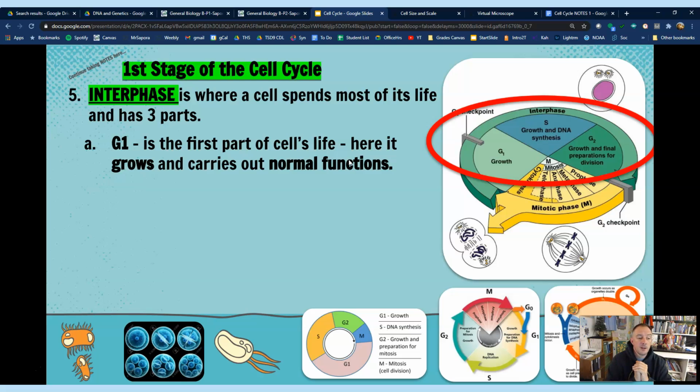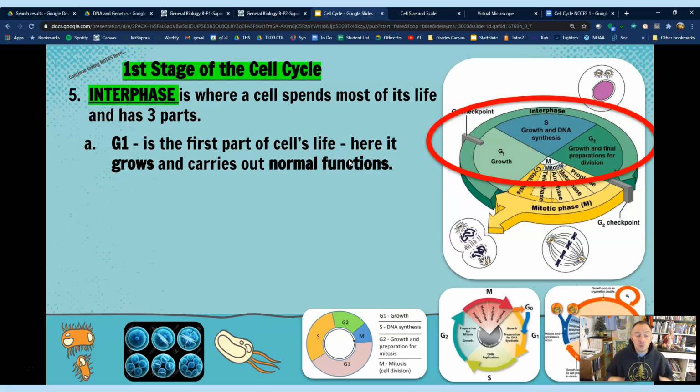G1 is the first part of the cell's life, and this is where the cell spends most of its time. It's where the cell grows, and that's where your cells do cell functioning stuff. It's where my skin cells behave like skin cells, right? They protect me from the environment, and when I get too hot, they'll let a little bit of sweat out. I don't know what else skin cells do. So this is where your cells spend most of their time. They're functioning as those types of cells.